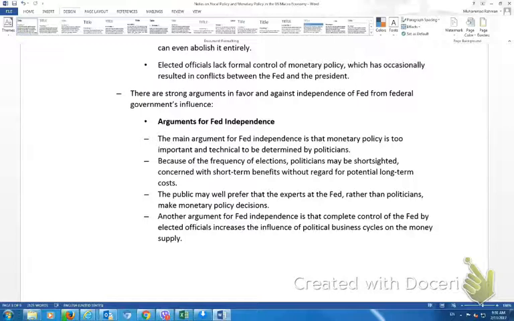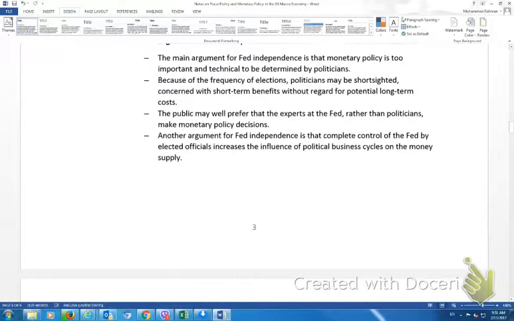Another argument for Fed independence is that complete control of the Fed by elected officials increases the influence of political parties. And that can lead to something called political business cycles, where the policy environment changes dramatically with the change in political parties, which we do see happening in the overall macroeconomy, but similar policy changes in accordance with changes in political parties in the monetary policy arena are probably unwarranted. So, these are probably the main arguments in favor of Fed independence.